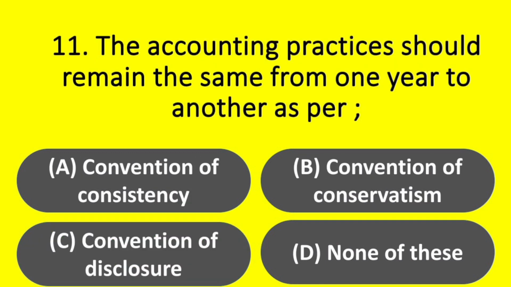Question. The accounting practices should remain the same from one year to another as per: option A, Convention of consistency; option B, Convention of conservatism; option C, Convention of disclosure; option D, None of these. Answer: option A, Convention of consistency.